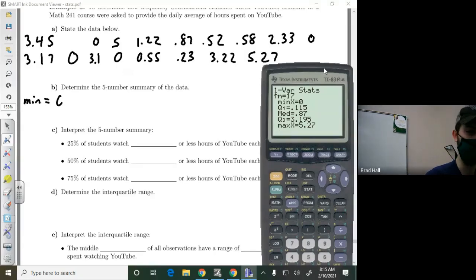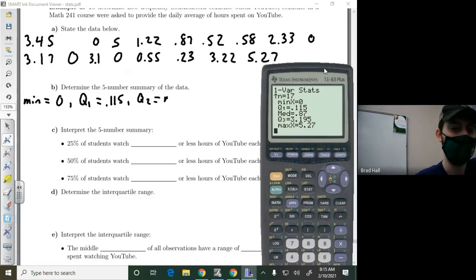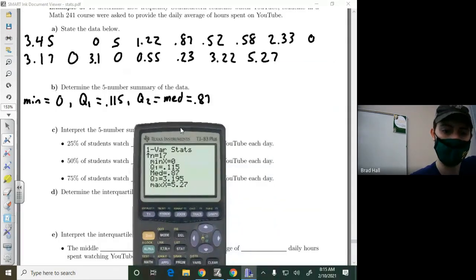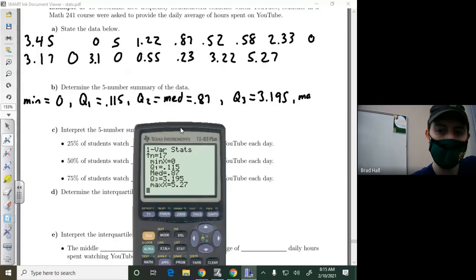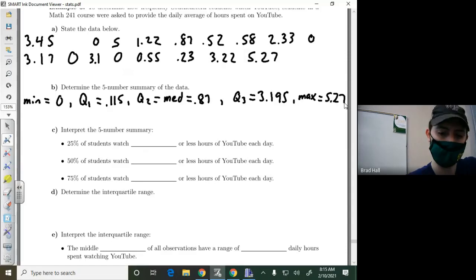The minimum is 0, which is the smallest value. The first quartile is 0.115. The second quartile, which is the median, is 0.87. The third quartile is 3.195, and the maximum is 5.27.